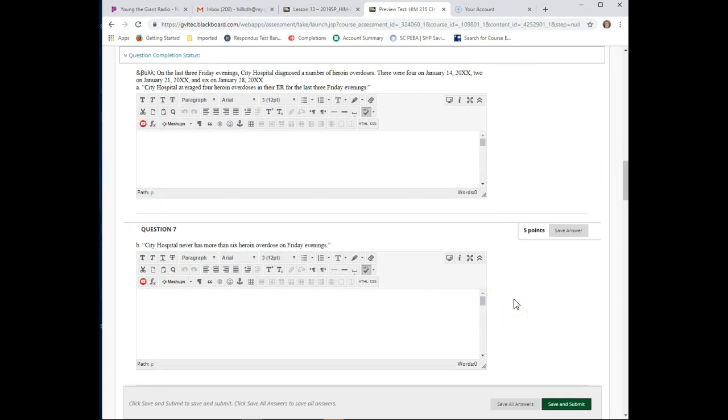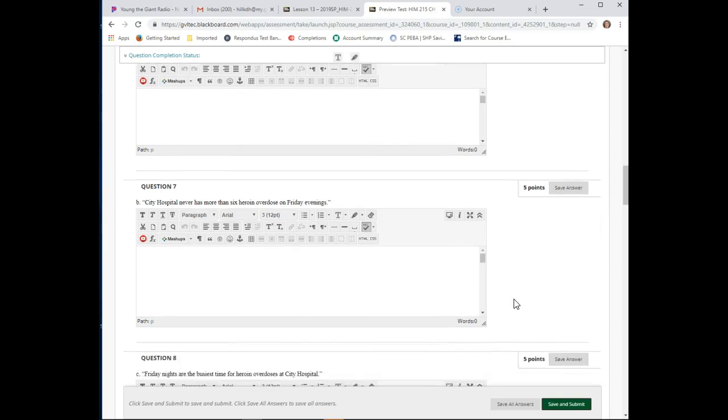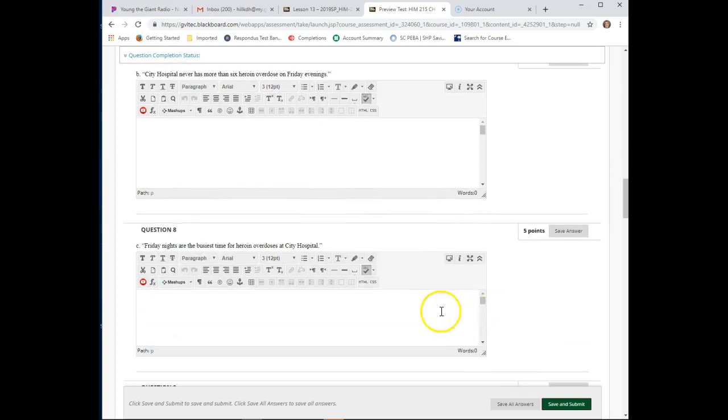City Hospital never has had more than 6 heroin overdose on Friday evenings. That is not real specific. That would actually be inferential. You're inferring that statement with that statement.